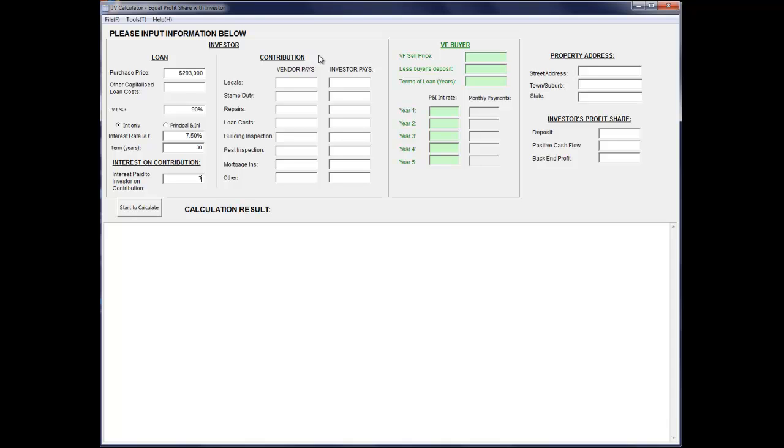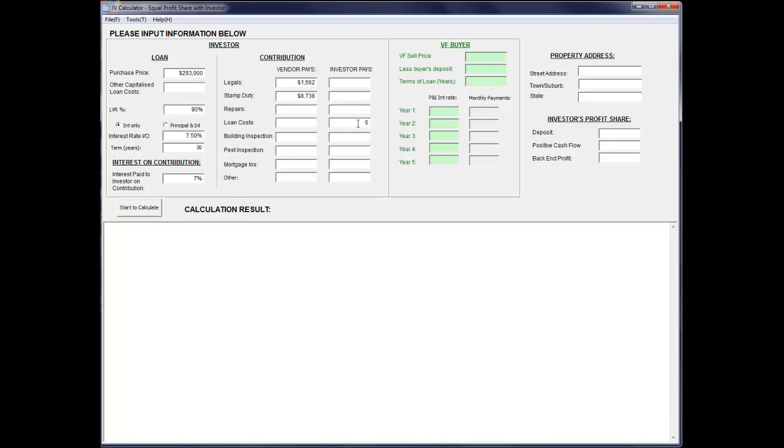Over here now we're going to try and calculate the contribution that the investor has to make. In this particular case, the legal costs were $1,562, but as always we only purchase properties where the vendor pays our costs. So the vendor paid our legal costs in the purchase here, and the vendor also paid the stamp duty of $7,838. So we put that in the vendor pays column because our vendor actually paid those costs. We didn't have any repairs on the property, so we can either put a zero in there or leave it blank. In this case we'll leave it blank.